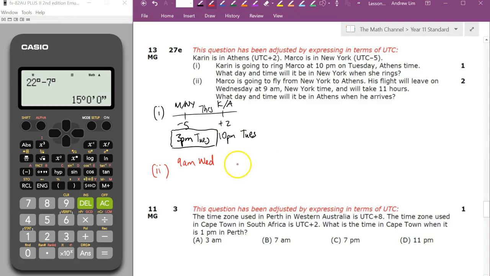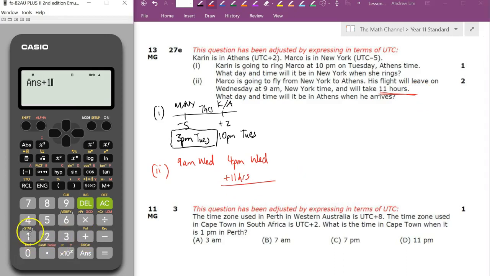I'm going to add 7 to work out the time. So 9 a.m. is 9 hours. Add 7 hours. That's 16, so that's 4 p.m. on the same day. 4 p.m. Wednesday is the time in Athens when the flight leaves. Now, because the flight takes 11 hours, I'm going to add 11 to that to work out what time it will arrive.